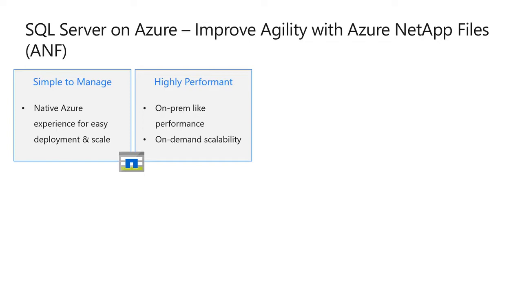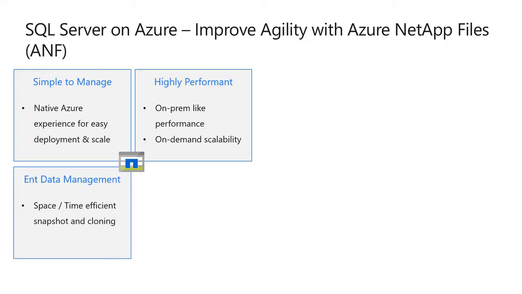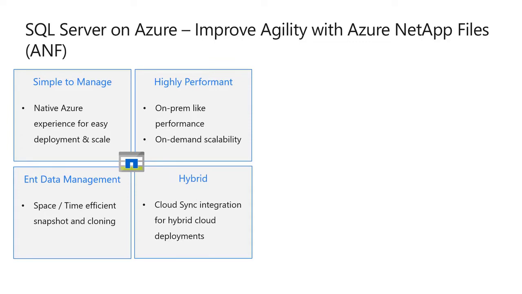With these systems, customers now have access to on-premises levels of high I/O and low latency in the cloud. ONTAP's capabilities with time and space-efficient snapshot and cloning are unmatched in the industry. Integration of ANF with the NetApp Cloud Sync replication service expands the hybrid cloud model further.